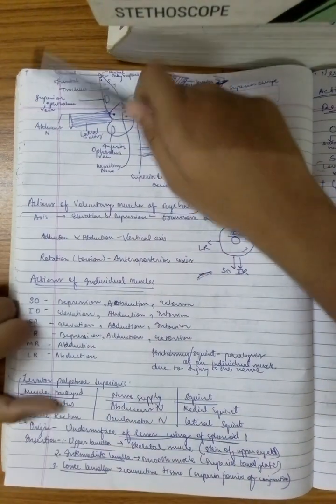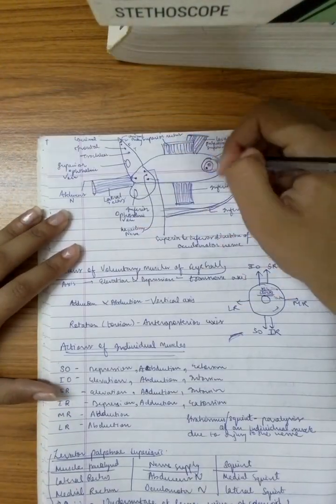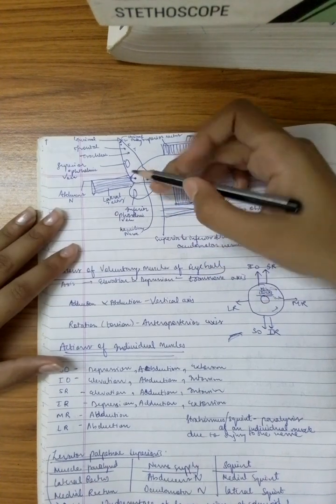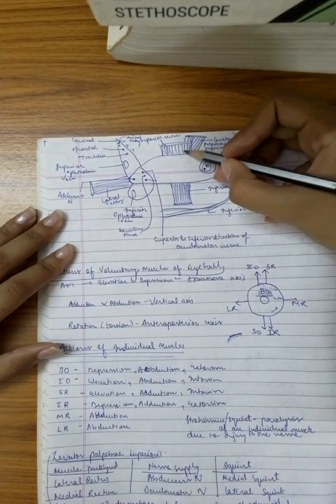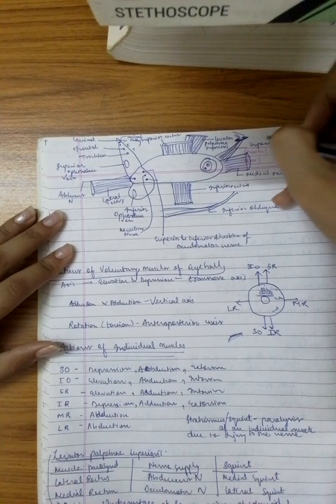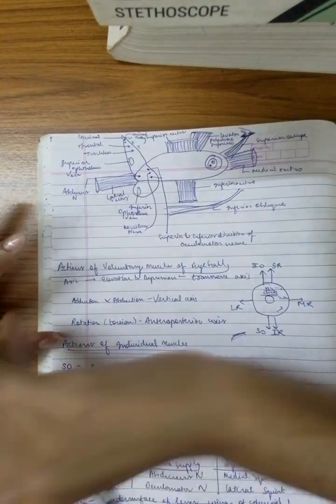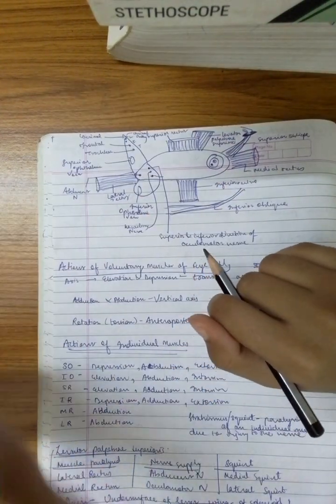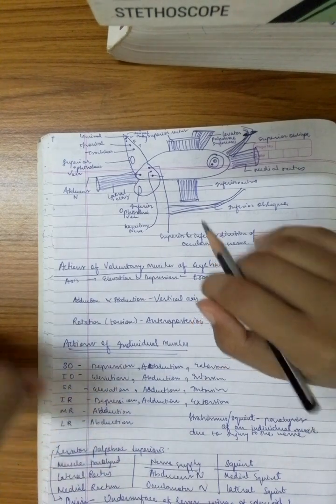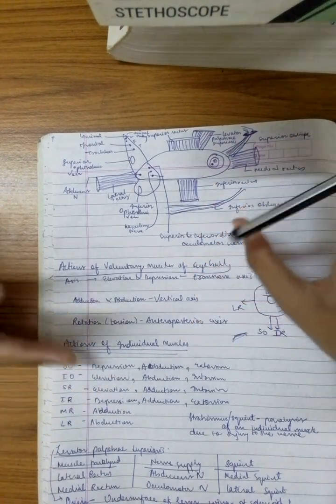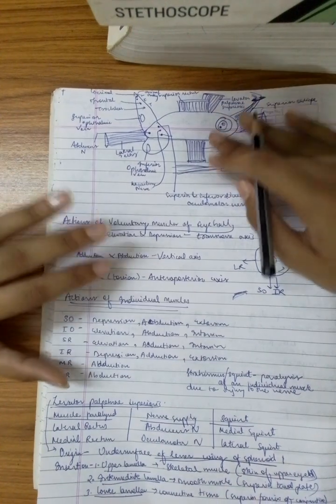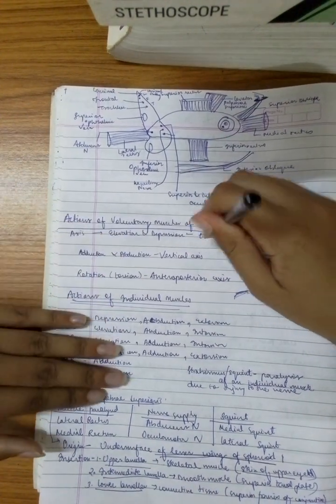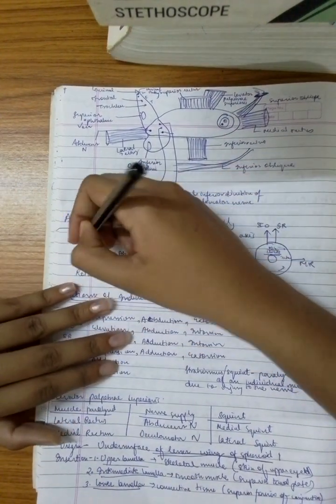Okay, so my next video is on the actions of extraocular muscle. Actually, you need to draw this diagram. The levator palpebrae superioris, the oblique, with the things which I have taught you before, the origin and insertion and all. Now we are going to the action of the voluntary muscles of eyeball. The axis, you need to write the axis.